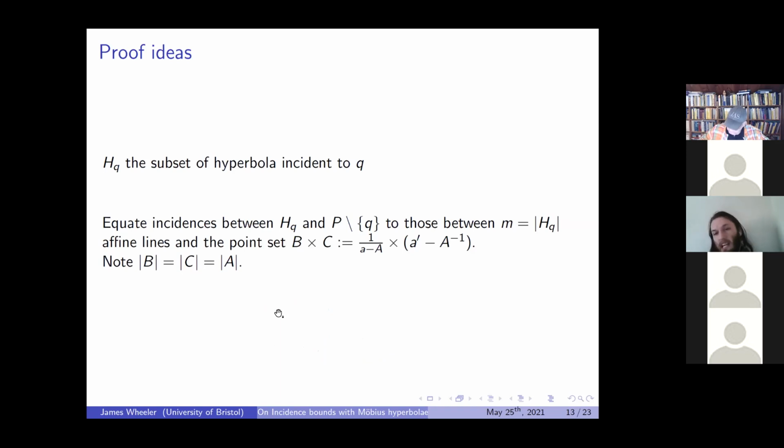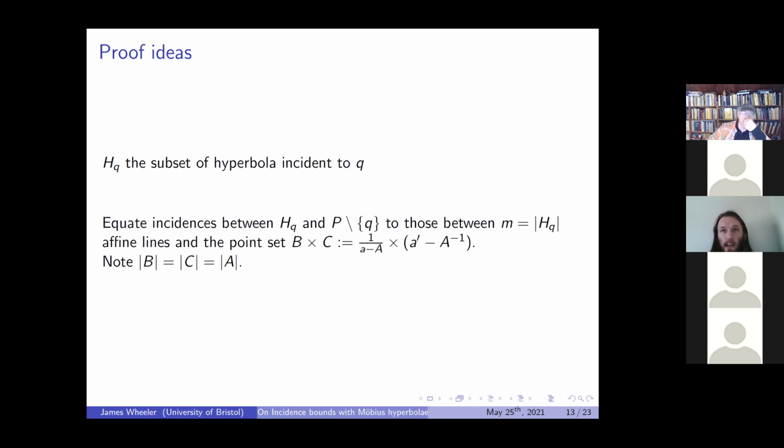Considering the proof ideas for this intermediate theorem, we consider the subset of our hyperbola which are incident to our, say, favourite point Q. We can then apply a transform, which I find quite interesting, that takes our Mobius hyperbola and transforms them into affine lines. Having done our transform, we similarly transform our point set A times A, so that the number of incidences between our hyperbola and the point set is now equal to those between affine lines and a point set, which is more commonly understood.